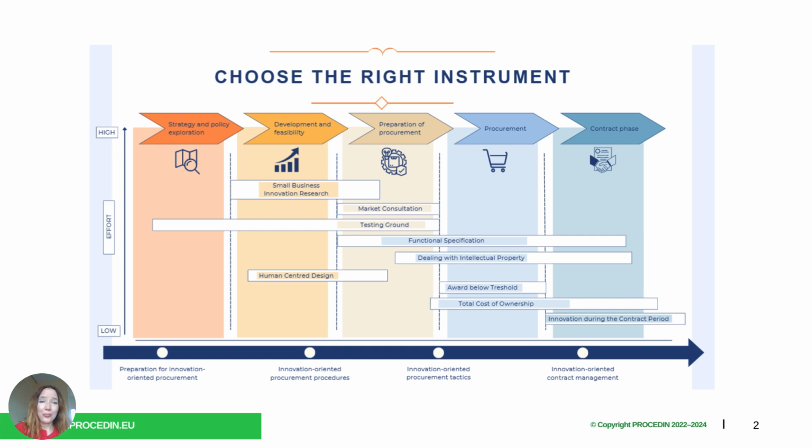If you are struggling to choose the right innovation procurement instrument, you can take a look at this decision-making model, and you will see above different stages, phases of the procurement cycle, and also how much effort you have to deliver to use a certain instrument of innovation procurement.